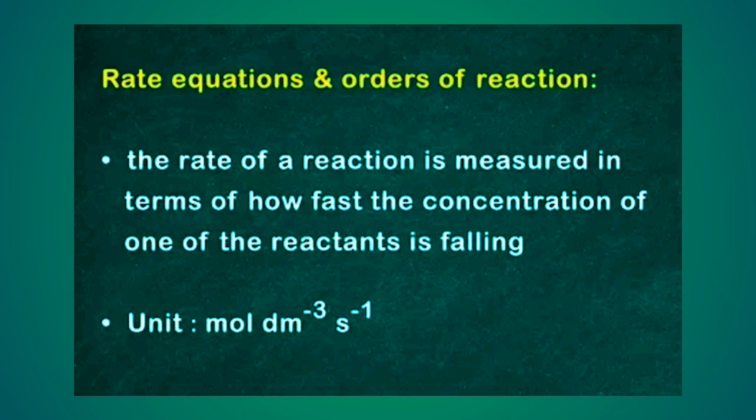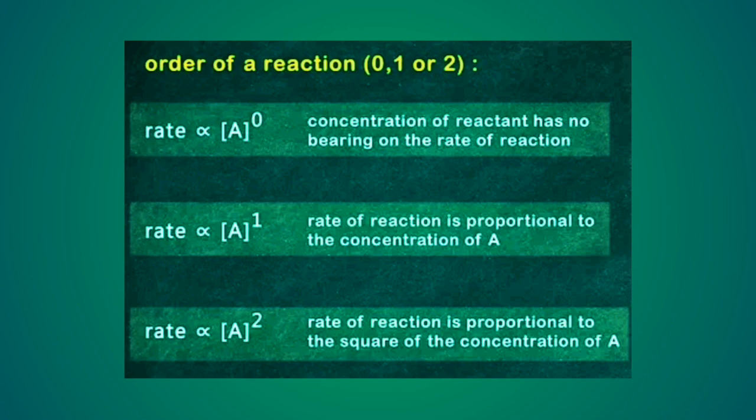Now, we have three orders of reaction. We have the zero order, we have the first order, we have the second order. For advanced level, we have the third order. But as you can see here, the rate of reaction is directly proportional to the concentration of the reactants. If the concentration of the reactants is independent of the rate of reaction, it is a zero order. If the rate of reaction is proportional or dependent on the concentration of the reactant, it is a first order. And if the rate of reaction is proportional to the square of the concentration of the reactant, it's second order.